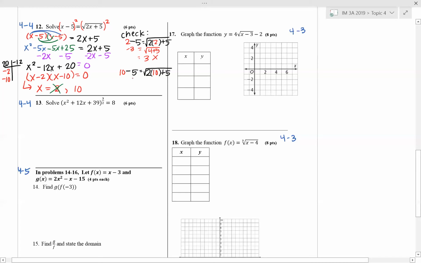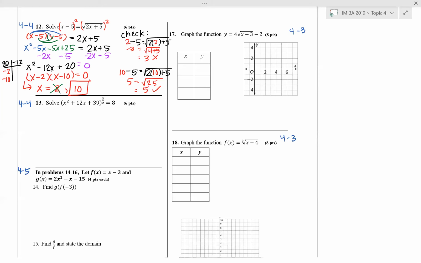So 10 minus 5 is positive 5, and then 2 times 10 is 20, plus 5 is 25. The square root of 25 is positive 5, so that one worked. So our only answer here is 10. So remember that every time we have an x on both sides with the radical equations, that's when we have the possibility for extraneous solutions, versus in number 3, we only have one x, so we shouldn't have an extraneous solution.